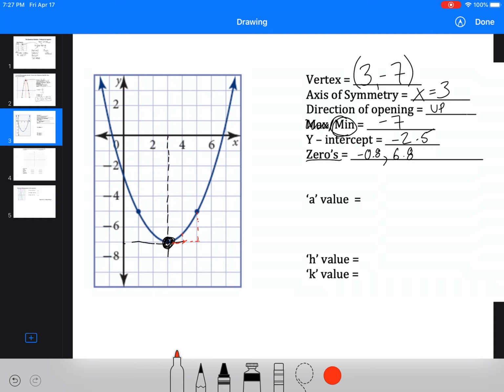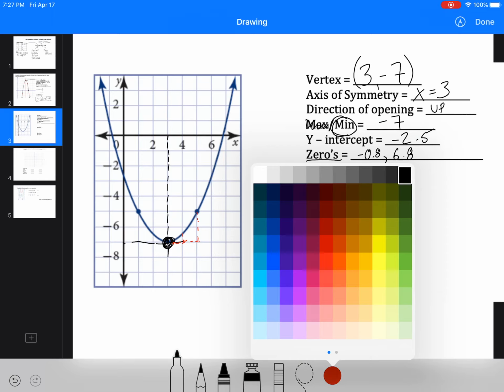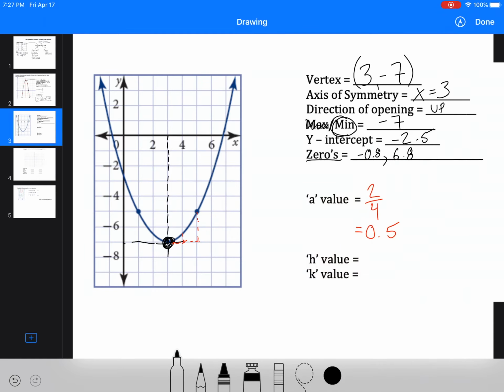Now in this case, I'm going to just change colors so we can see it. For the a value, if we go over 1, we can't really tell what it's doing. So we're going to go over 2. Normally we would go up 4, but here we're going up 2. So we're going to do 2 divided by 4. That makes our a value 0.5, or 1/2. You can write it either way, I don't really care. Our h value, we've moved 3 over, and our k value, we've moved down 7.